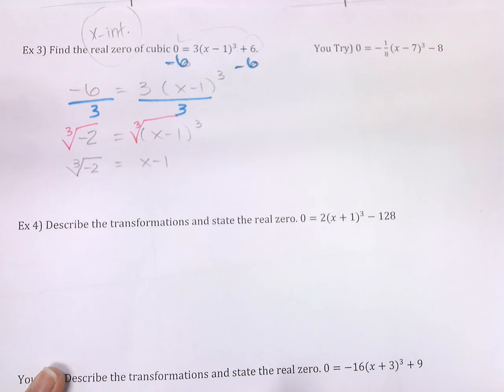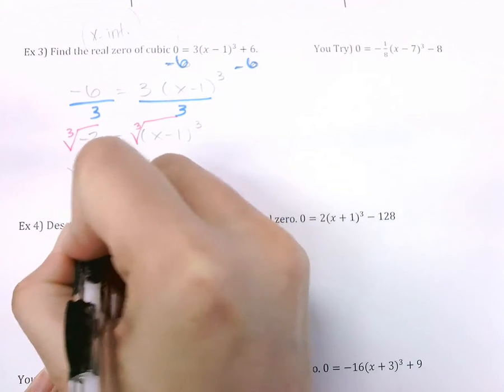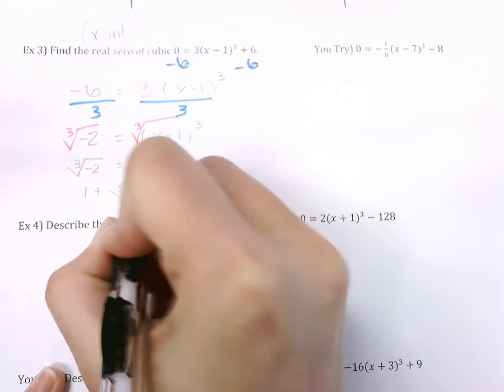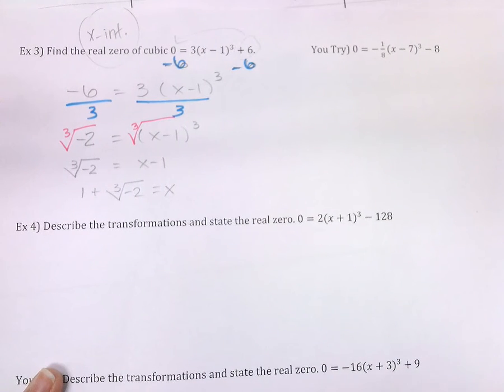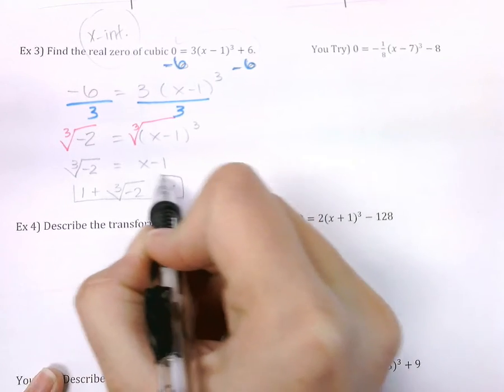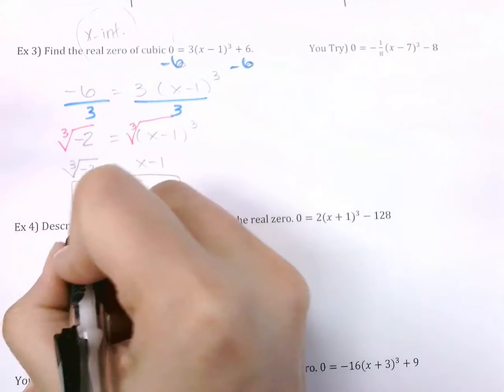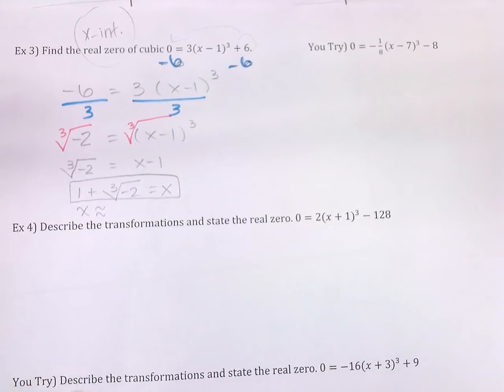That makes sense. So now we just add 1. x equals 1 plus the cube root of -2. Yeah, it's kind of ugly right now, but that's basically your answer, and then your calculator will give you an approximation of that. So I'm going to ask that you put both the exact answer, which is this, and then you can ask your calculator to round or approximate that.